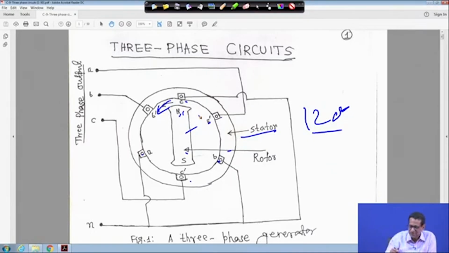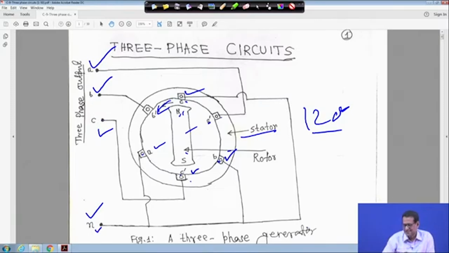So if you look into that, from A a terminal is taken as A. If the current is entering the page at A, then at A dash it is leaving the page, right? Similarly for B dash a terminal is taken as B, and for C dash it is taken as C, right? All these three are branched together and a neutral point is formed. This is called the neutral point, and ABC are the three terminals, right?